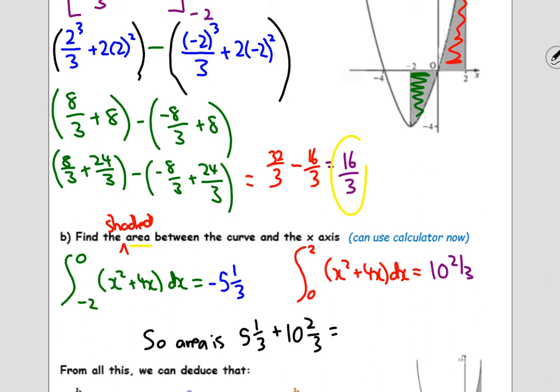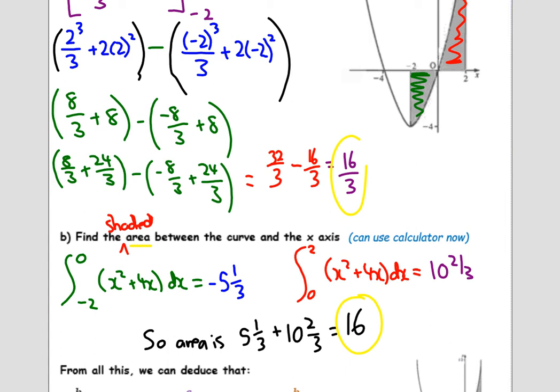You see the negative areas? Really that area is a positive in real life, isn't it? As an area, that's a positive, and that's a positive. So what we need to do is add the positives. By accident I did 5 and a third plus 10 and a third, but you're right, it would be 16. 16 square units in total is the shaded area. When you just ask for the area, they don't care that it's below the axis and that it comes out as negative in the calculator.